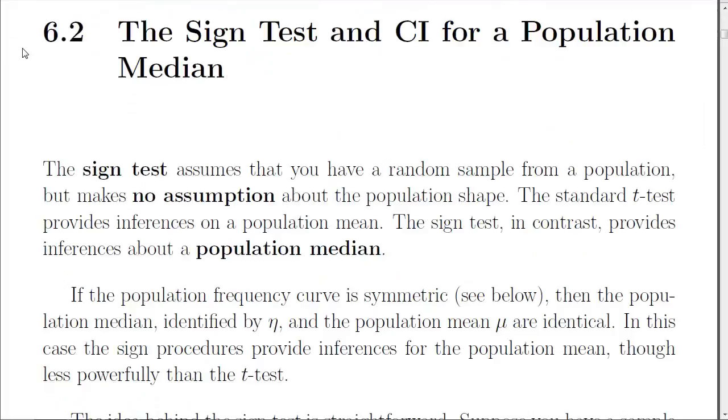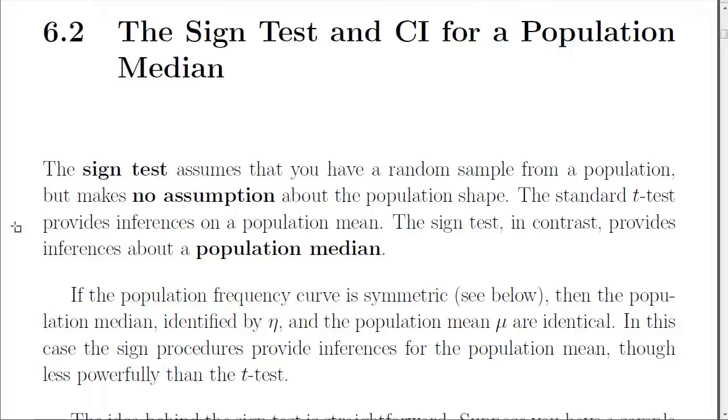So let's start with the sign test, for a test and a confidence interval for the population median. So a sign test assumes that you have a random sample from a population. That's it. It makes no assumption about the population shape. Right? The standard t-test provides inference on a population mean, and the sign test is going to provide this on the median. Right? So the median is the point that separates the population distribution into equal halves.